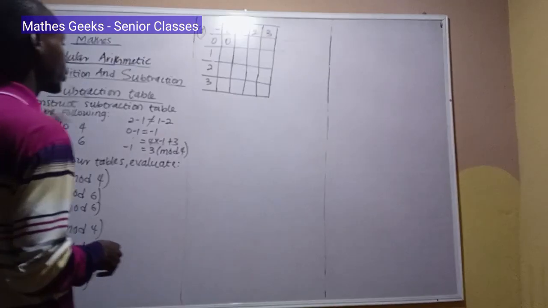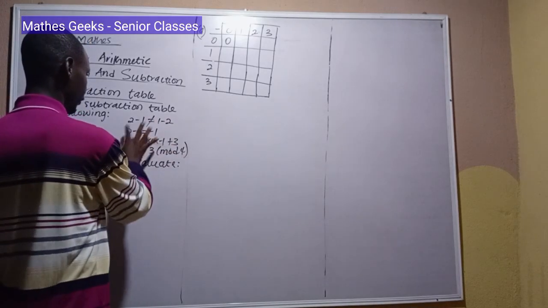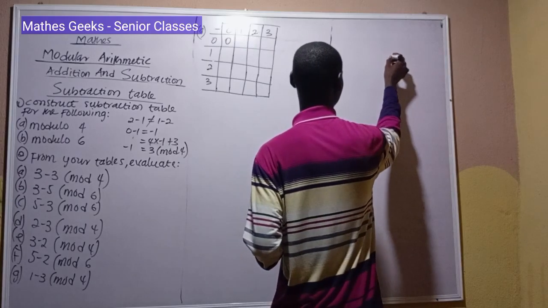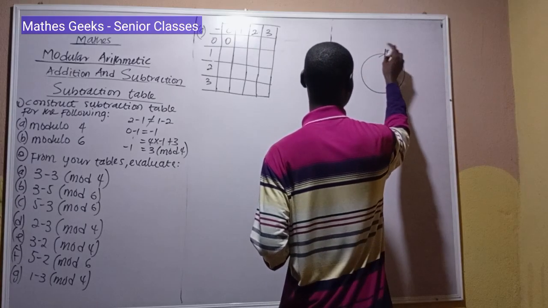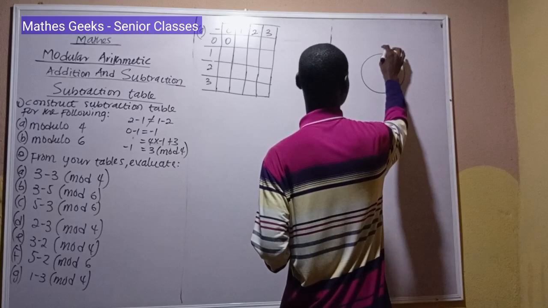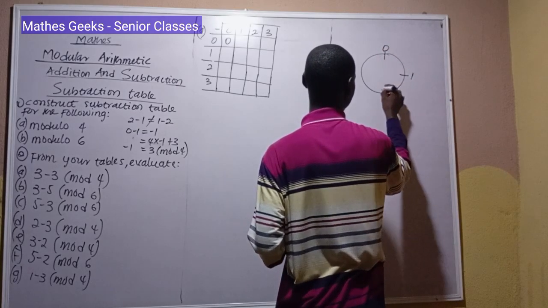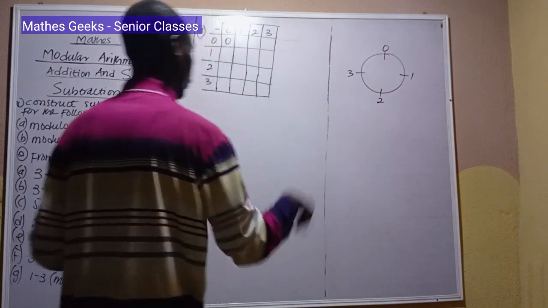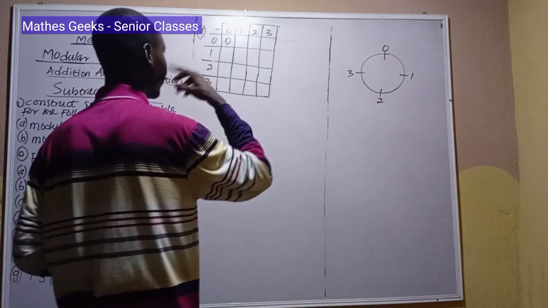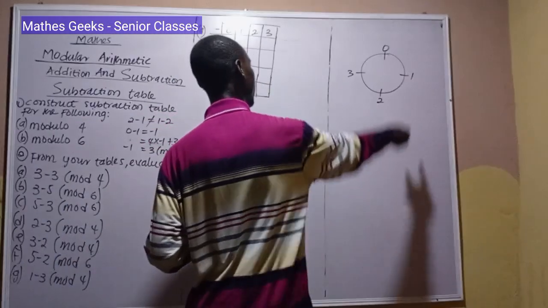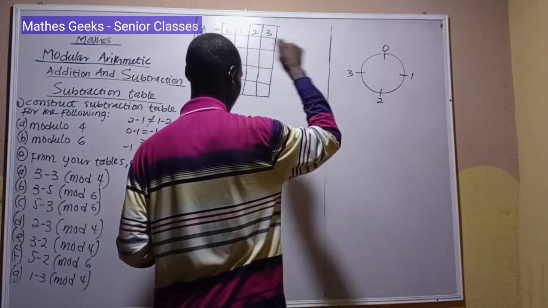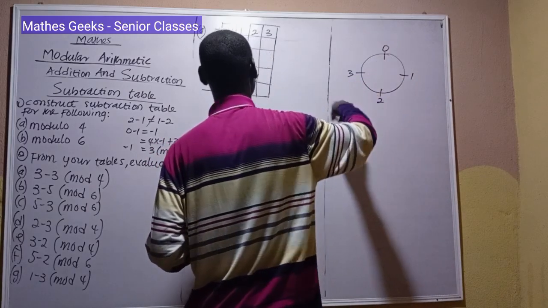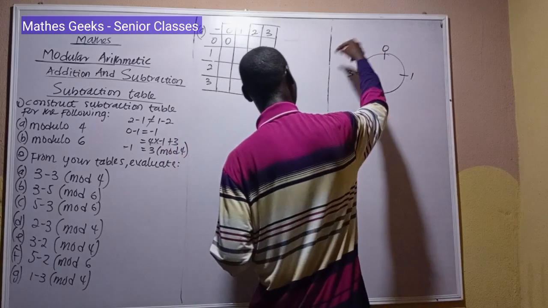But when it comes to subtraction, I think this will be a bit slow, so I'm going to use the circular movement. Since we're in mod 4, I'll prefer this for subtraction. Here will be 0, here is 1, 2, and 3. And I told you that when we are using the circular form or the number code for subtraction, it's going to be backward movement. When we're doing addition, we moved from 0 and so on, so it was a clockwise movement. But for subtraction, it's going to be anti-clockwise movement.